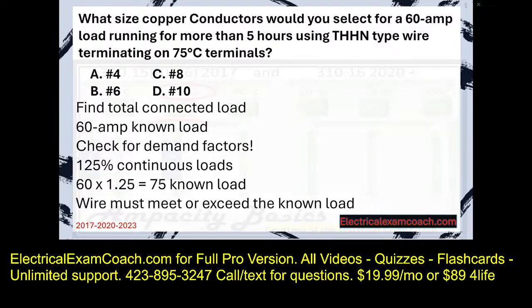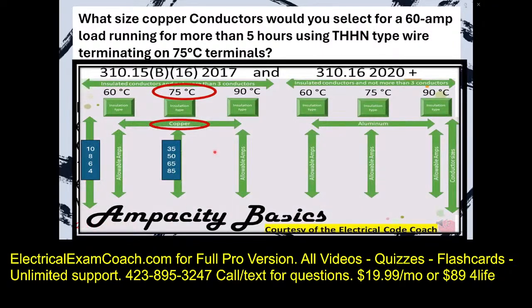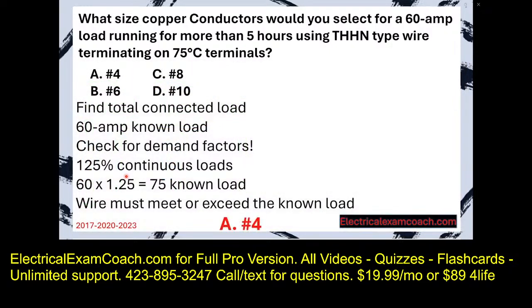We head to our primary ampacity table. We head to the copper side because it wants copper conductors. We're in the 75° C column, and we need to go down and find a wire that meets or exceeds 75 amps, and we find that it happens to be a number 4. Let's get to it.